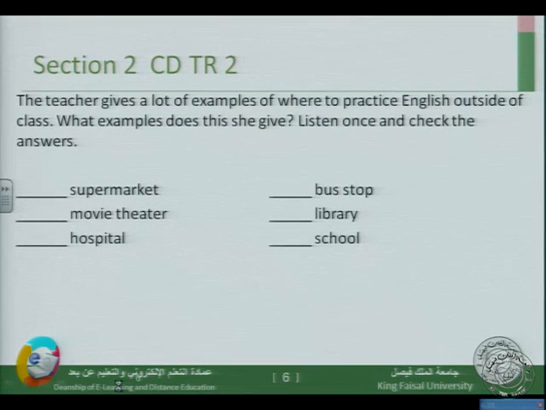In section number 2, the teacher will give you a lot of examples of where to practice English outside of a classroom. So, what examples does she give? Okay, again, in this section number 2, the teacher will give you a lot of examples where to practice English outside the classroom. Let us listen.